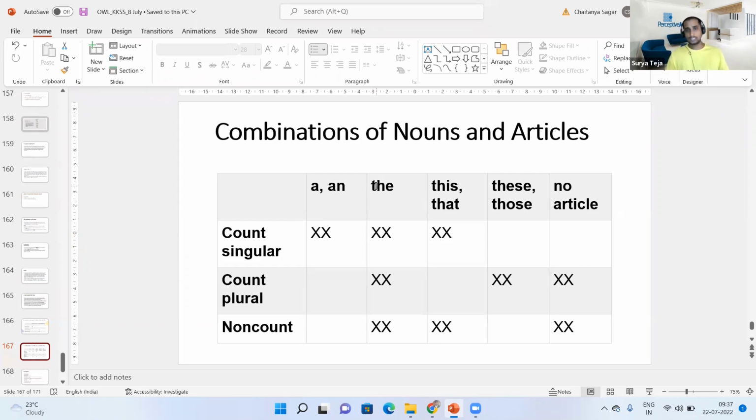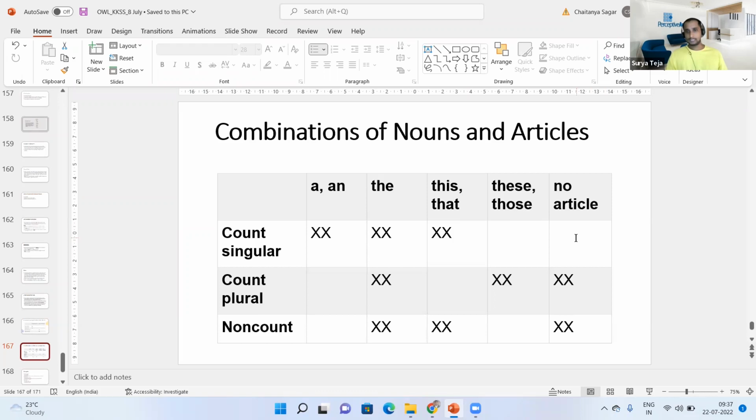As we know, the is a definite article which can be used with count nouns and non-count nouns, singular ones, plural ones, everyone, because we are talking about a specific, definite usage. So this or that, we can say this cat, that cat. For a singular count noun, it is very appropriate to use this cat, that cat. But we cannot say these cat, those cat, because these and those are used in a plural sense. So these are applicable for plural count nouns, not for singular nouns.